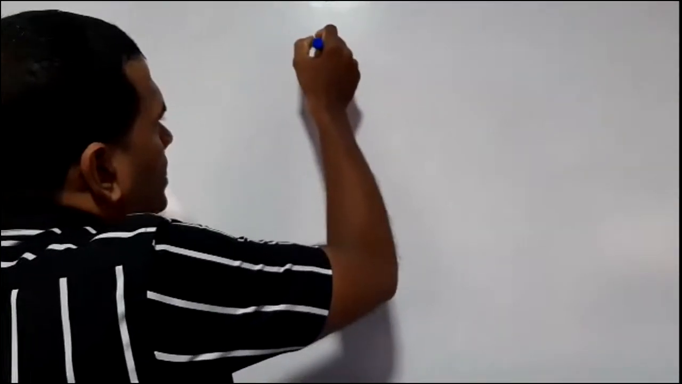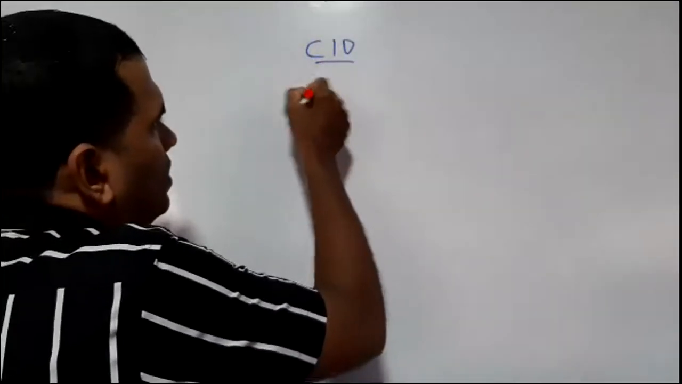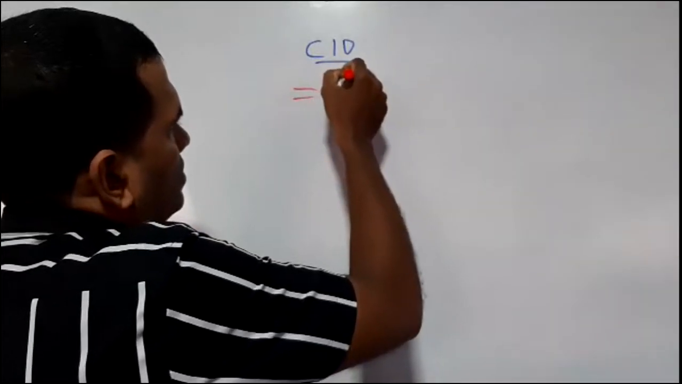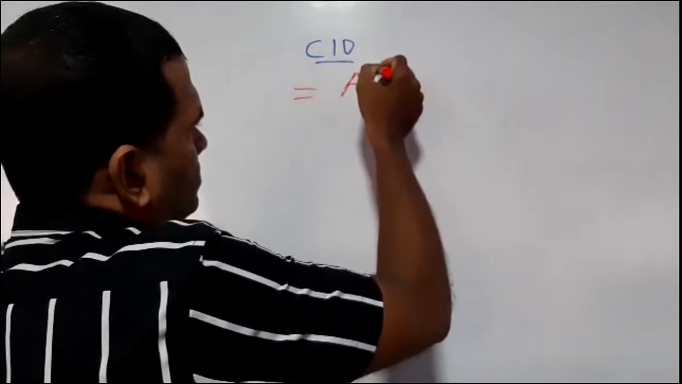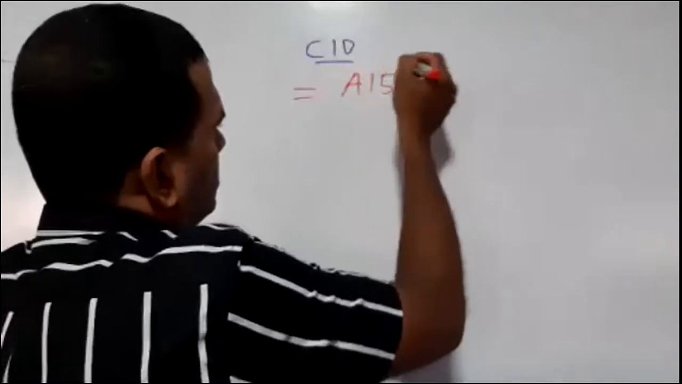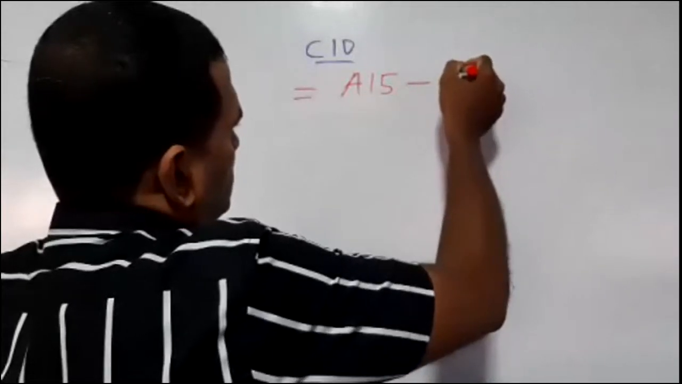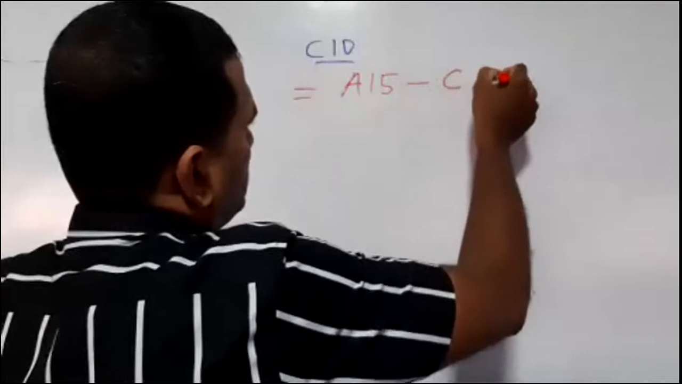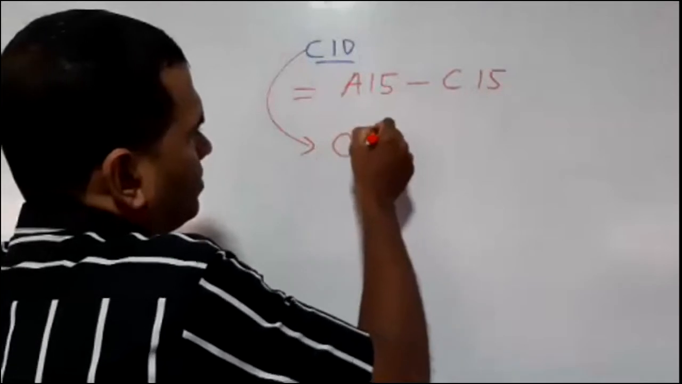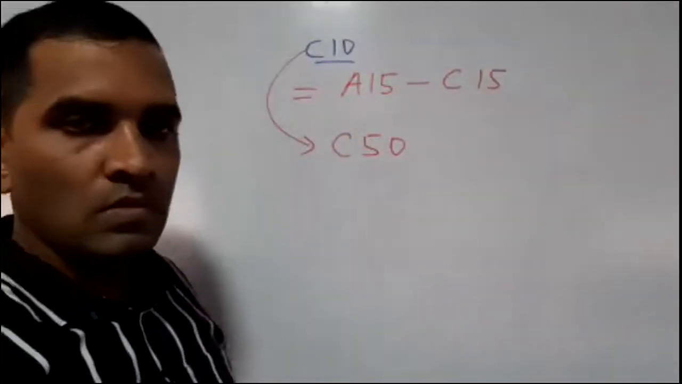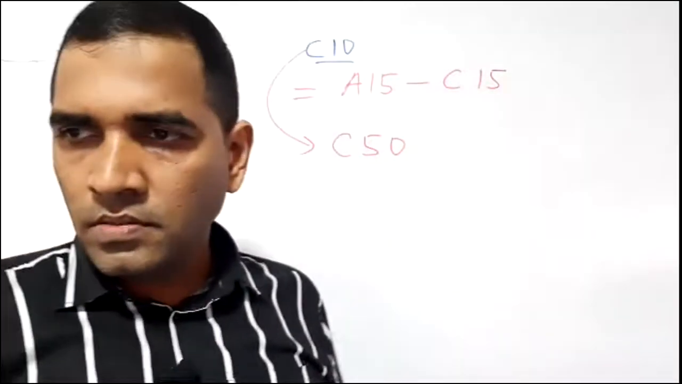So we have a formula in C10, right? There is a formula in C10: equal A15 minus C15. Let's copy this formula to C50. Okay. What is displayed in C50 at this moment?